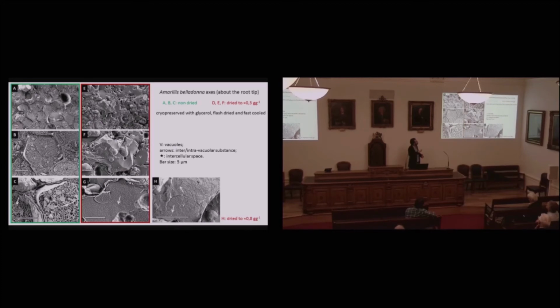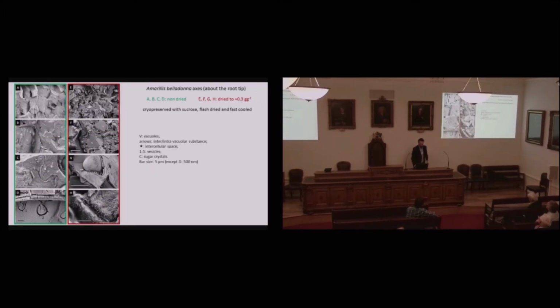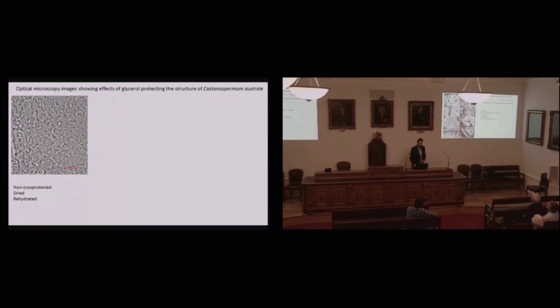And when drying to the water content that is optimal for cryopreservation, we have a different picture, because even if the cells are shrinking, they are shrinking all together, and all the structure is shrinking all together, and we don't have those huge spaces. We measured the same with sucrose. We saw a different response, and in glycerol, in Carnospermum australe, what we did was another technique.